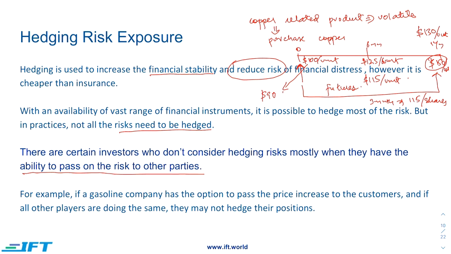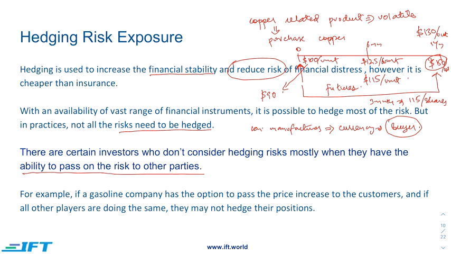For example, if there's a car manufacturer which can transfer the change in the price of raw material or change in the currency to the ultimate buyer. If that is the case, the manufacturer would not be interested in doing the hedging because he has the ability to pass the price to the ultimate buyer and does not face any sort of risk in it.